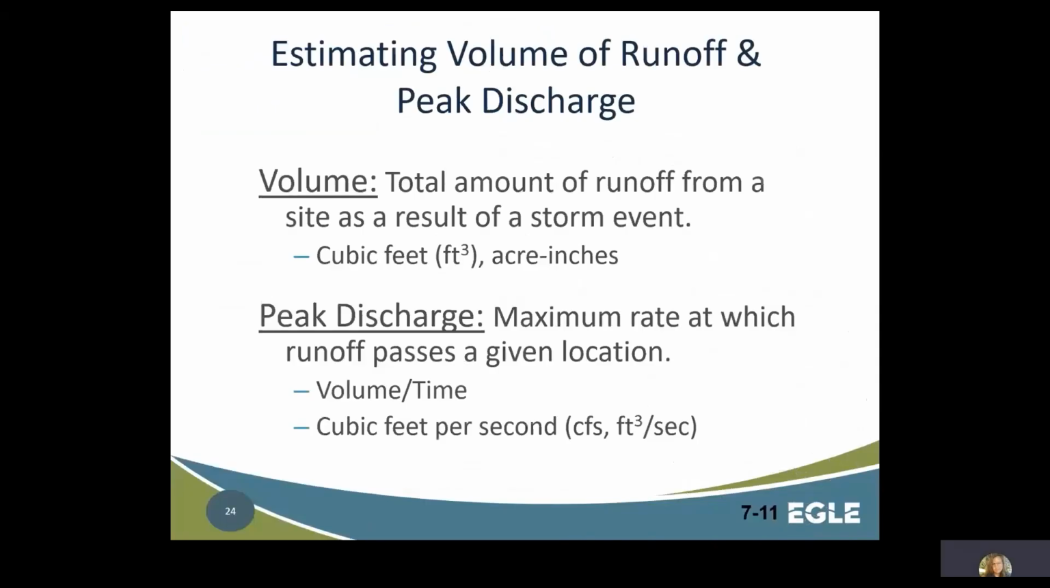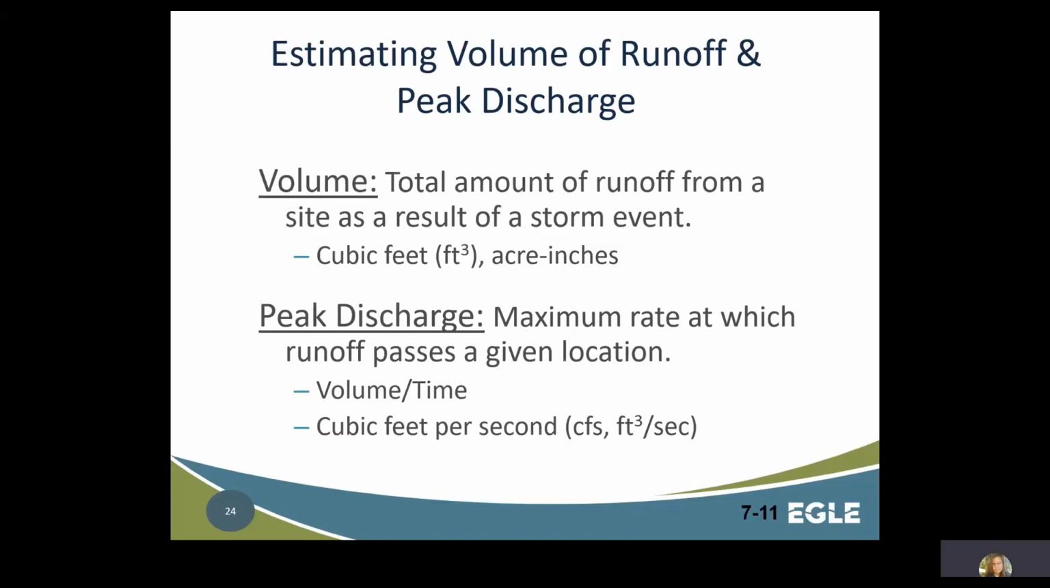Now that we have discussed the variables that are used to determine the volume of runoff and peak discharge, let's take a closer look at the definition and calculation of each. The runoff volume refers to the total amount of water that runs off a site as the result of a precipitation event. Generally, as a site becomes more impervious, the runoff volume increases. The total runoff volume is calculated by multiplying what is termed the runoff depth by the site area. We will look at the runoff depth in the next slide.